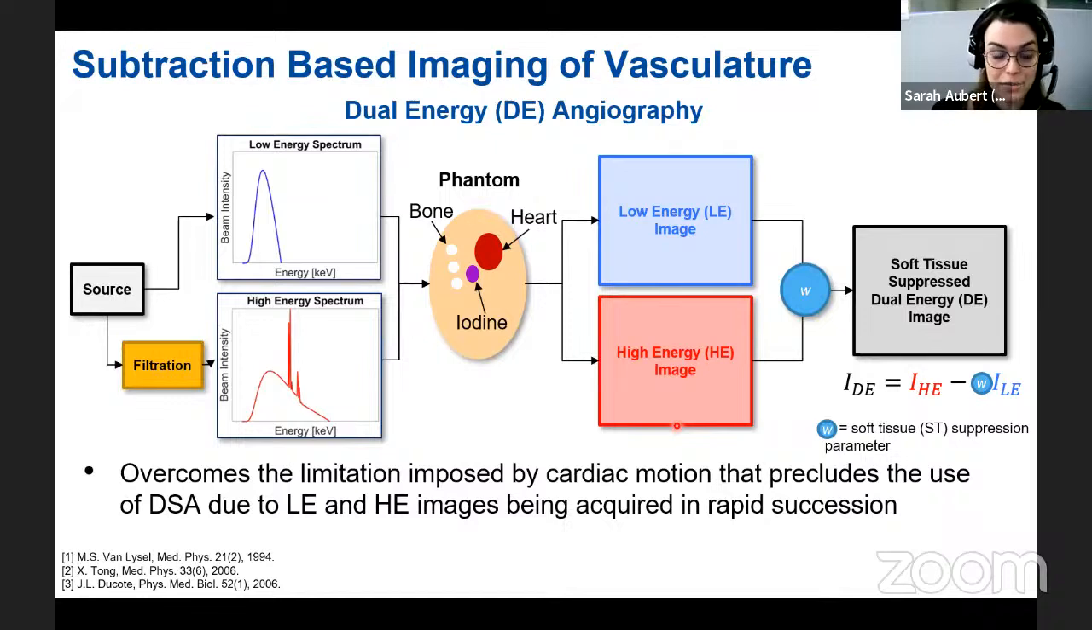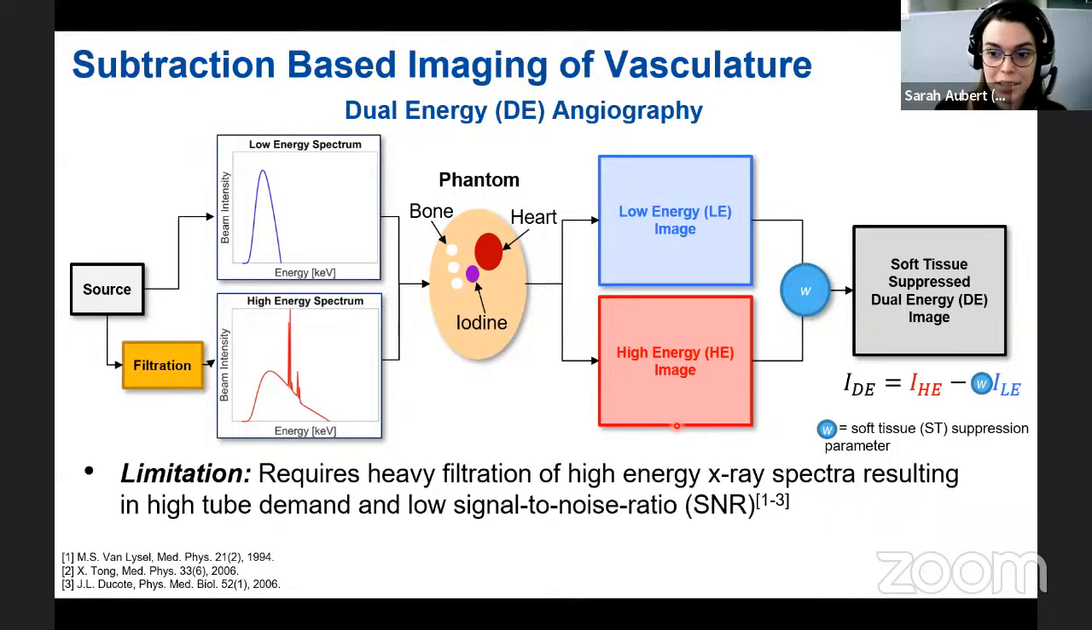This technique overcomes the limitation imposed by motion that precludes the use of DSA, since our low and our high energy images are acquired in rapid succession. However, this technique imposes a high demand on our X-ray tube since it requires heavy filtration of the high energy spectrum. This limits the amount of photons that we have available to produce our dual energy images in the short exposure times that are required to reduce motion artifacts, and this in turn results in a low signal to noise ratio in our images.